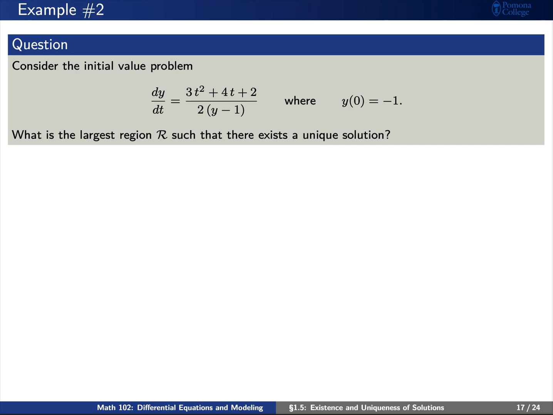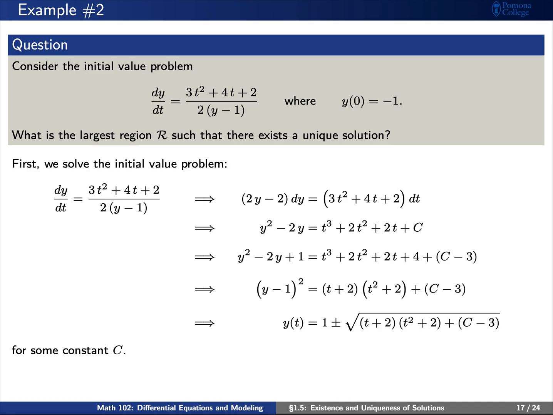Here's another example. Let's consider the following initial value problem. We'd like to know what is the largest region R such that there exists a unique solution. Well, first, let's just go about solving this initial value problem. Just like before, we see that this is a separable equation, so we can simply go through the methods that we're used to. What we find is that y of t equals 1 plus or minus the square root of an interesting function that you see here on your screen.